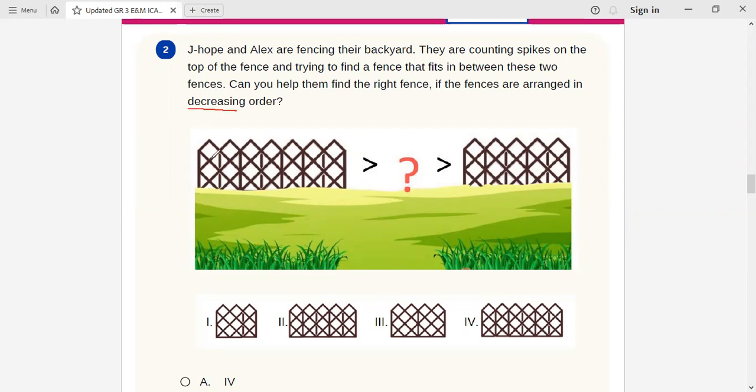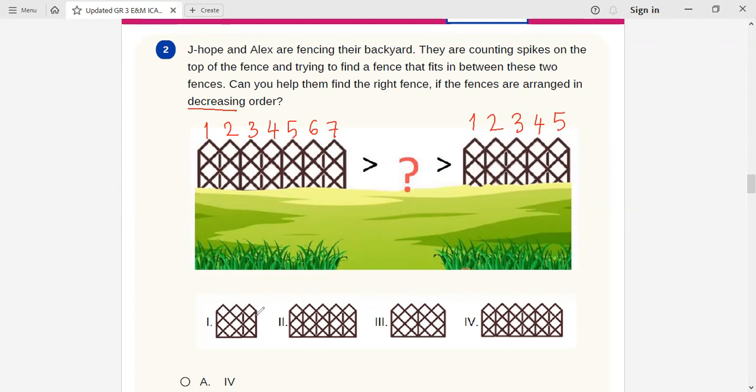So let us count. The first set has 1, 2, 3, 4, 5, 6, 7 spikes. Then there's a fence in between, and then we have another set which has 1, 2, 3, 4, 5 spikes. That means I need a fence which has less than 7 spikes, but more than 5 spikes, which simply means the number of spikes the fence in the middle will have is 6.